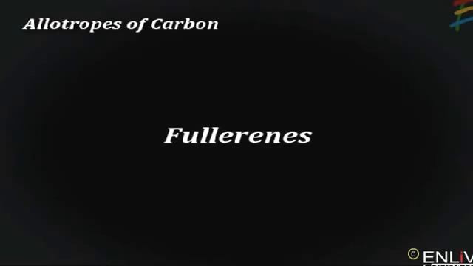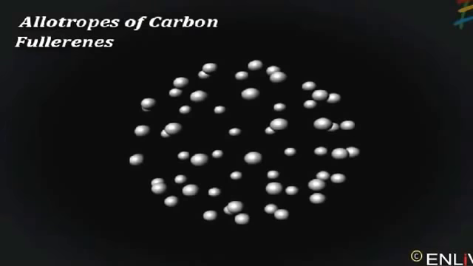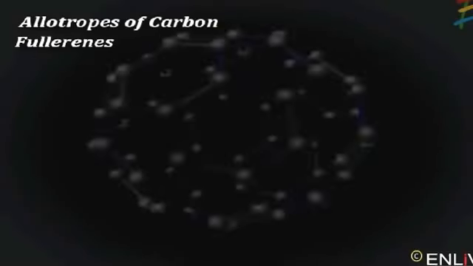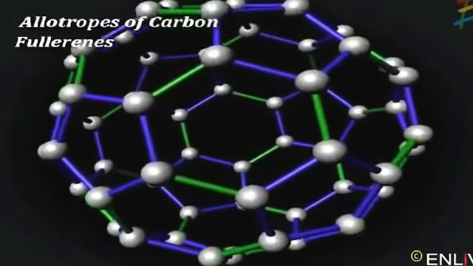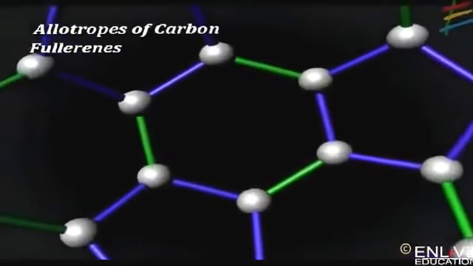Fullerenes. Fullerene structure consists of carbon atoms arranged into spherical molecules. Like graphite, each carbon atom is connected to 3 other carbon atoms. However, it consists of 5-membered and 6-membered rings.